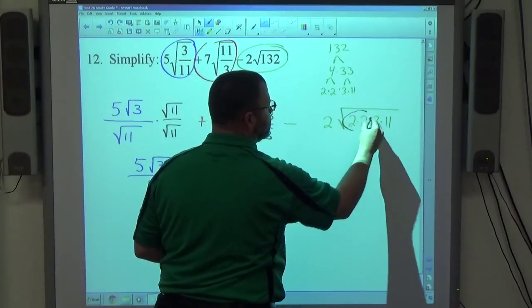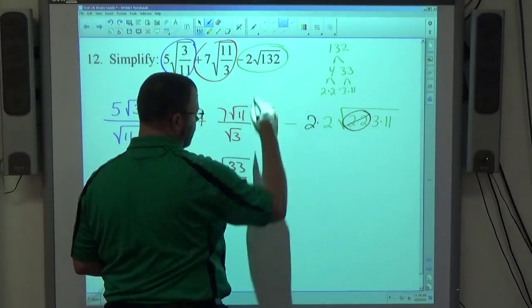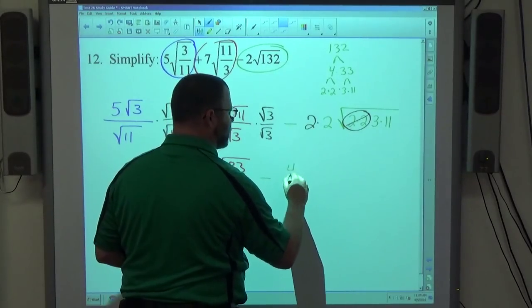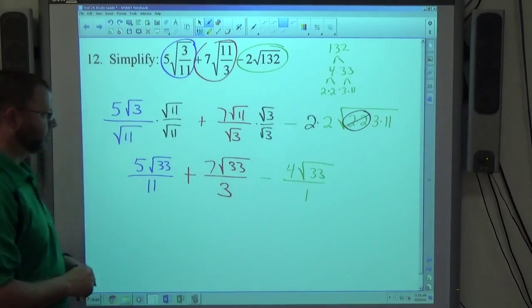For the green one, pair of 2's, get to pull 1, 2 out. The 3 and 11 don't get to come out. So for the green one, 2 times 2 came out, that's 4. 3 times 11 stayed in, that's 33. I'm going to put that over 1.